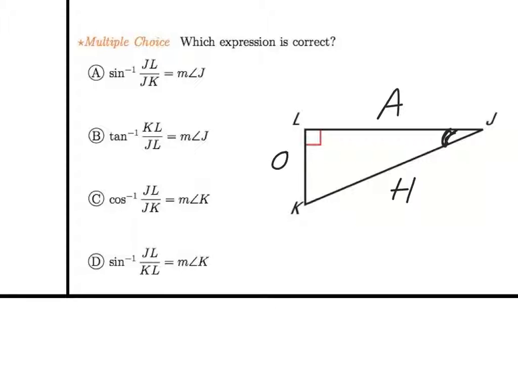So it's saying sine inverse of the ratio JL over JK. Remember we talked about when you use the inverses, you still have to put in these same ratios. So if I'm using sine inverse, I have to use opposite over hypotenuse for angle J. So if I have JL and JK, is that the opposite and the hypotenuse? No. Okay, next one. Tangent inverse, so we have to use opposite over adjacent. Tangent inverse from angle J is KL over JL. Is that correct? Yes. Because that is my opposite over adjacent.